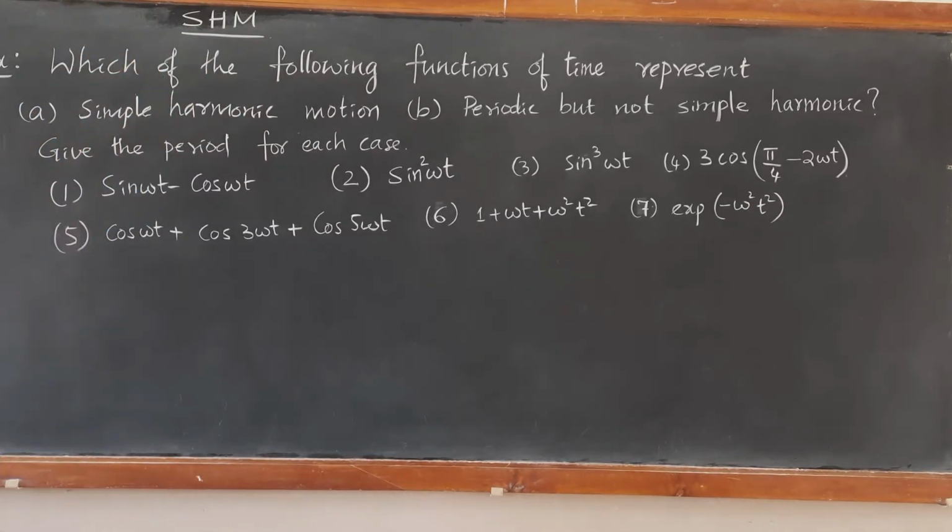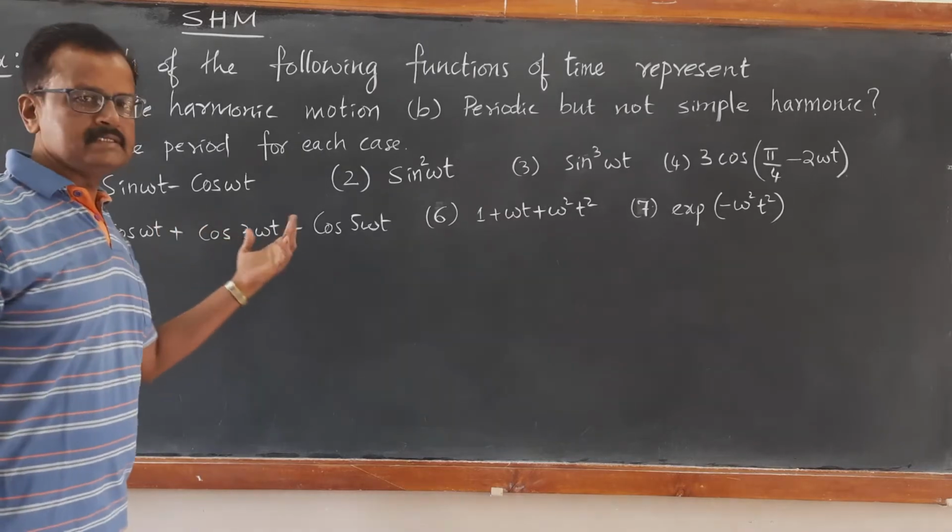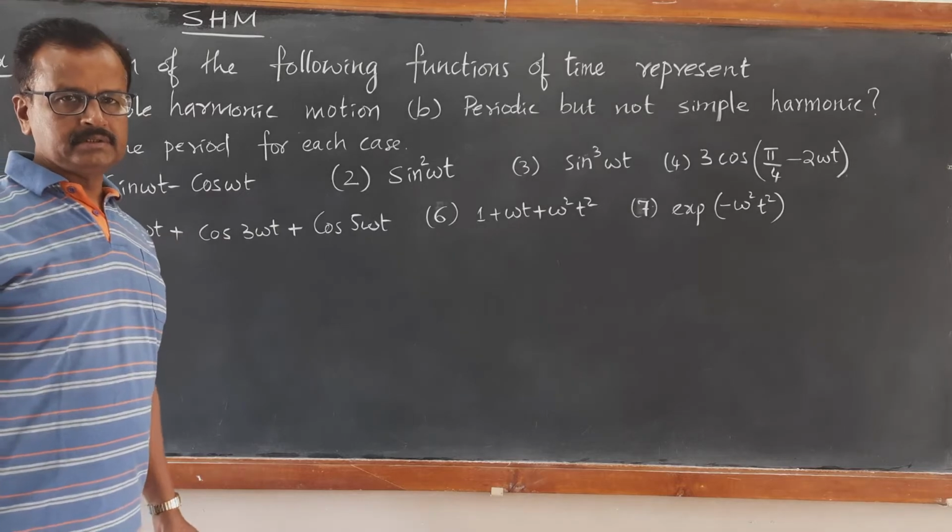Let us see one by one. The first one, sin omega t minus cos omega t. It is a combination of sine and cosine, so definitely it is a periodic function according to Fourier analysis. And if it is expressed in terms of standard form of displacement of simple harmonic motion, then it represents a simple harmonic motion.